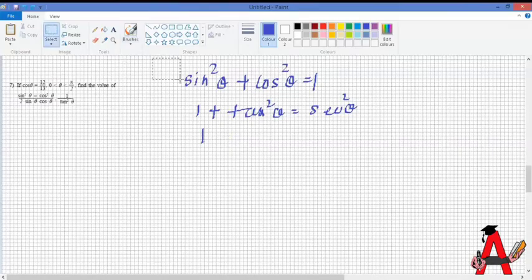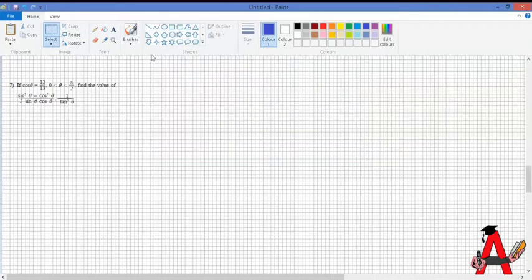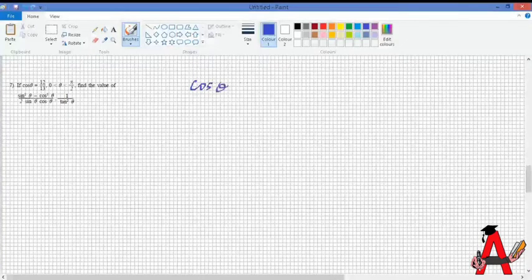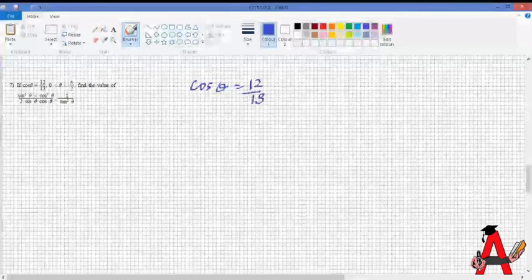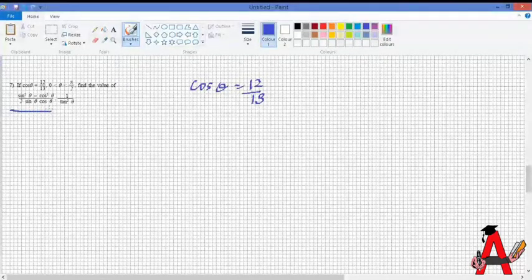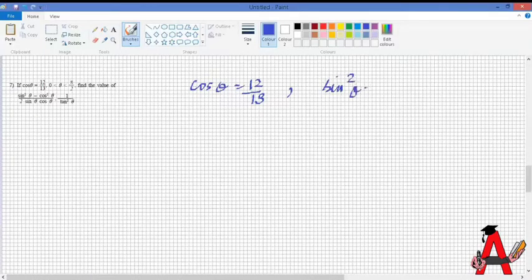Let me first remove this and take up the first question. Here it is given that cos theta is equal to 12 by 13, and I need to find two values. One is sine square theta minus cos square theta upon 2 sine theta, for which I need sine theta. Using the trigonometric identity sine square theta plus cos square theta is equal to 1, I can say that sine square theta will be equal to 1 minus cos square theta.